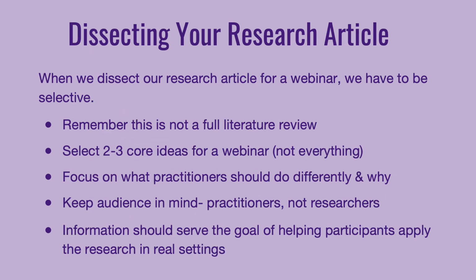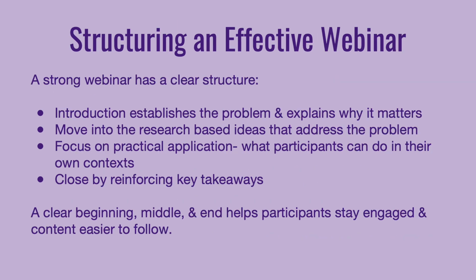When we dissect our research article for a webinar, we have to be selective. A webinar is not a full literature review. Instead, choose two or three core ideas that are most relevant for practice. Focus on what practitioners should do differently and why. Keep the audience in mind. This is professional learning, not an academic defense. Everything you include should serve the goal of helping participants apply the research in real settings.